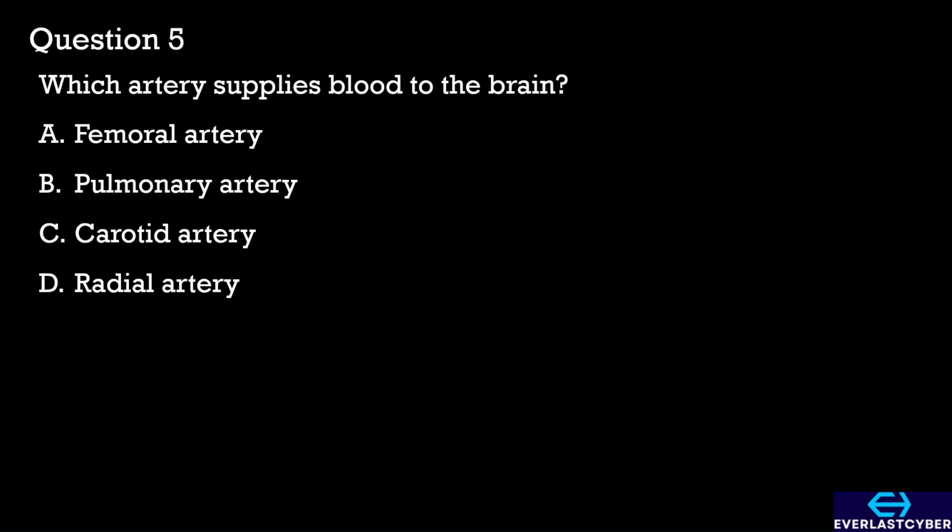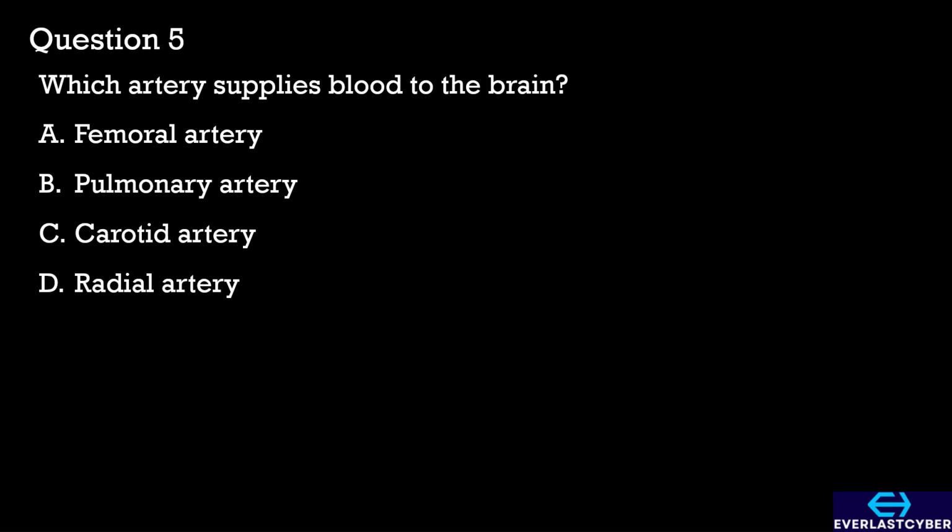Question 5. Which artery supplies blood to the brain? A. Femoral artery. B. Pulmonary artery. C. Carotid artery. D. Radial artery. The femoral artery supplies blood to the legs, so that's not our answer. The pulmonary artery carries deoxygenated blood from the heart to the lungs.